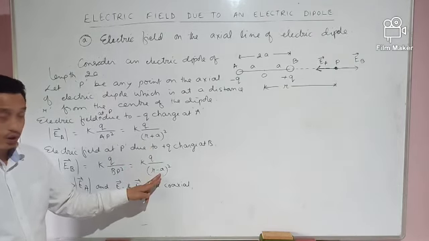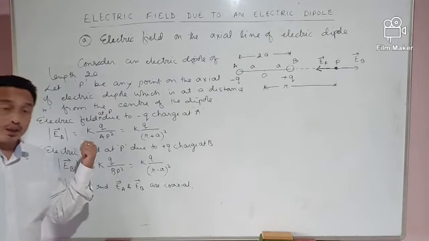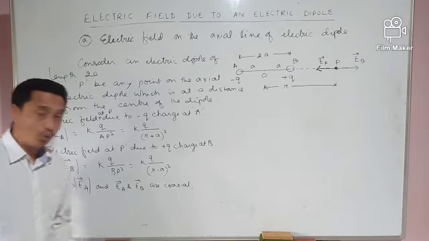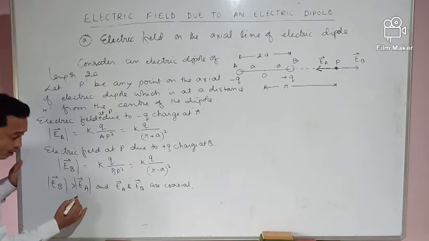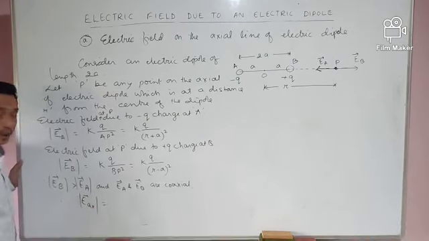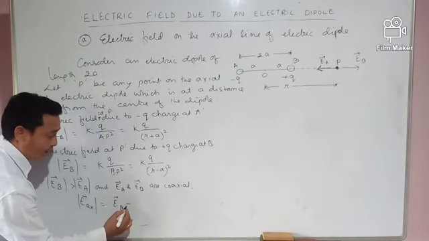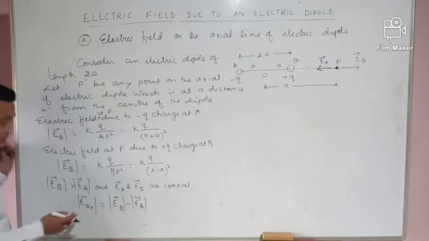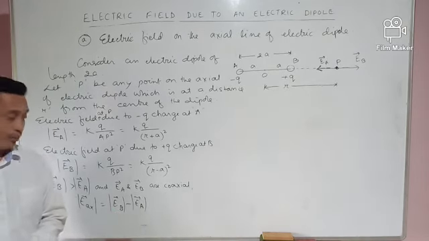Here R minus A is smaller than R plus A. So obviously EB magnitude will be greater than EA magnitude. So EB is greater than EA, and EA and EB are coaxial. Therefore, the electric field on the axial line is equal to EB minus EA. The magnitude of electric field on the axial line will be EB magnitude minus EA magnitude.